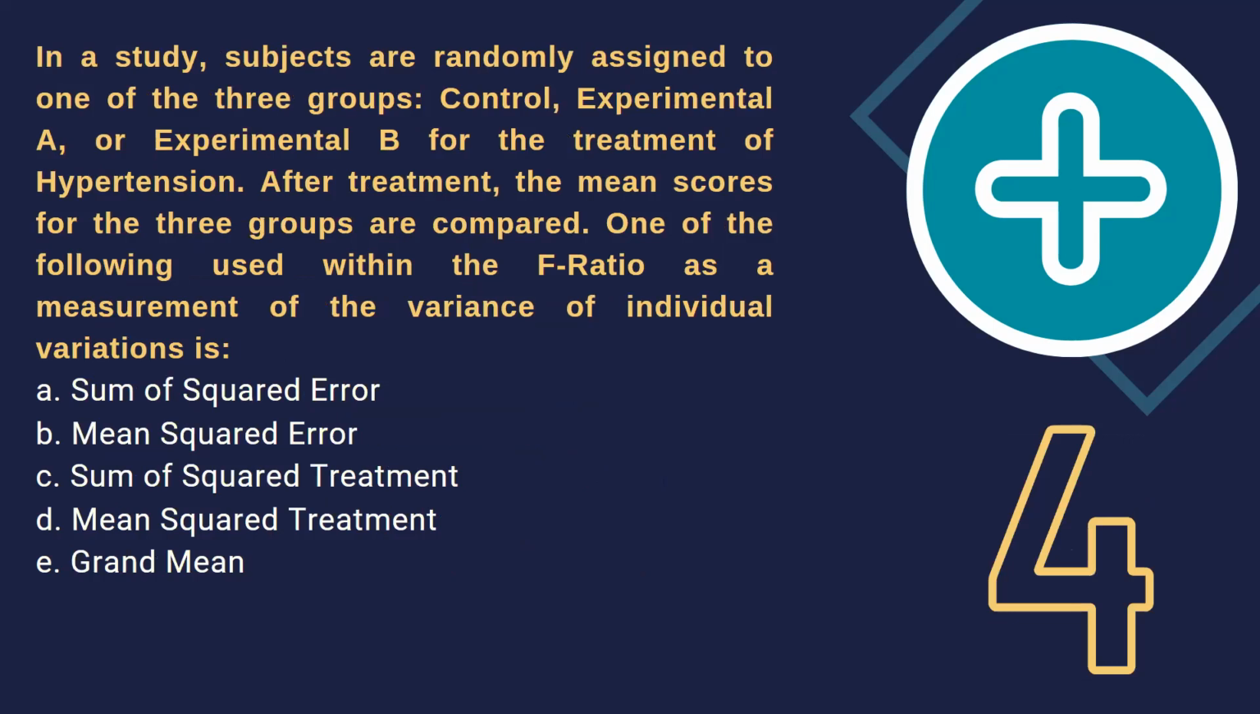In a study, subjects are randomly assigned to one of the 3 groups, control, experimental A, or experimental B, for the treatment of hypertension. After treatment, the mean scores for the 3 groups are compared. Which of the following is used within the F ratio as a measurement of the variance of individual variations? A, sum of squared error, B, mean squared error, C, sum of squared treatment, D, mean squared treatment, and E, grand mean. It is A, sum of squared error.